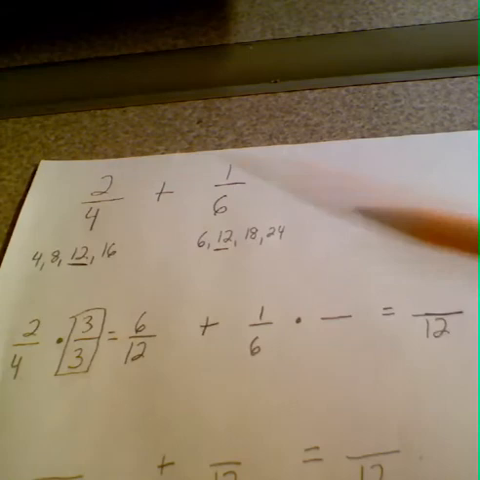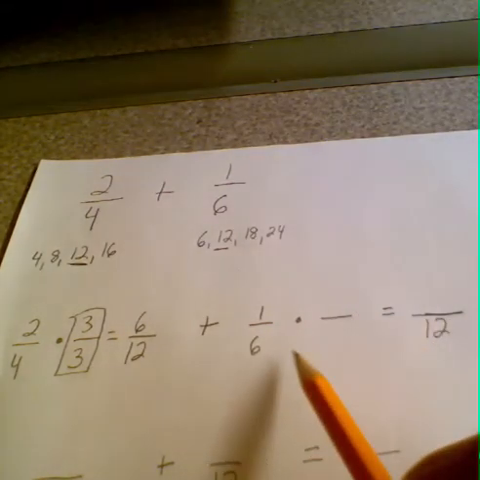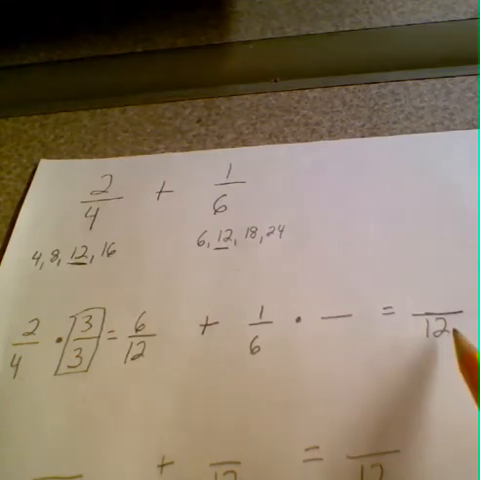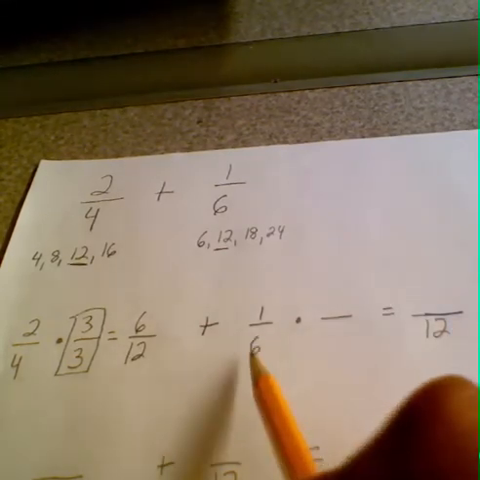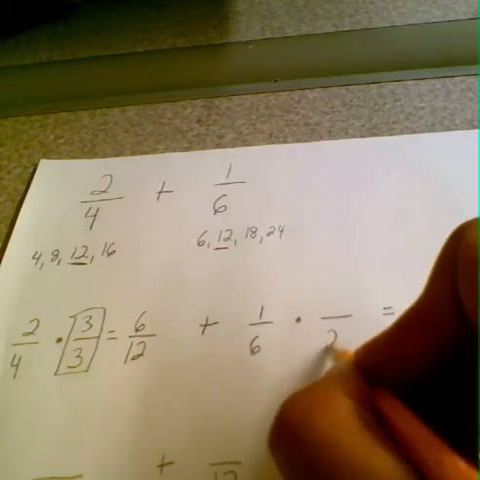All right? And so now I'm going to come over and do the same thing here for 1/6. Notice I want my bottom number to be 12. All right, so 6 times what number gives me 12? Well, I know that is 2.